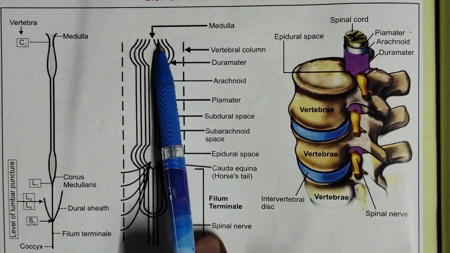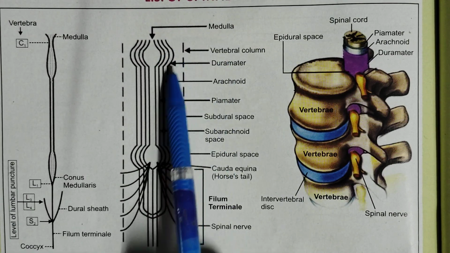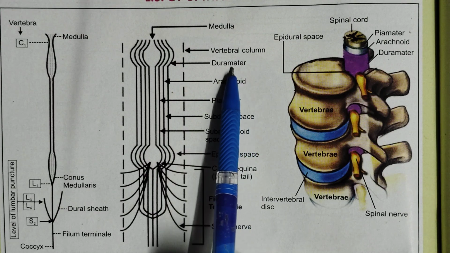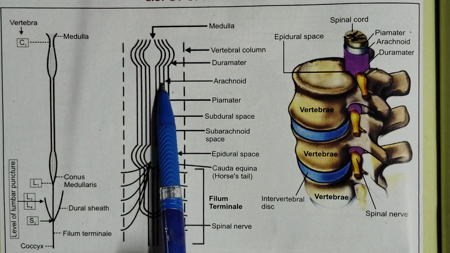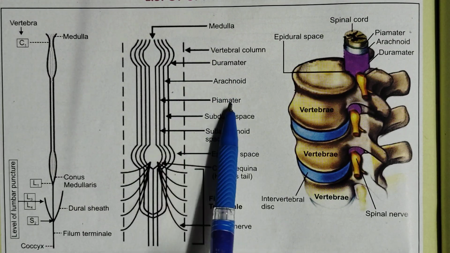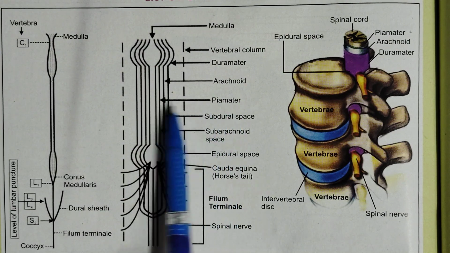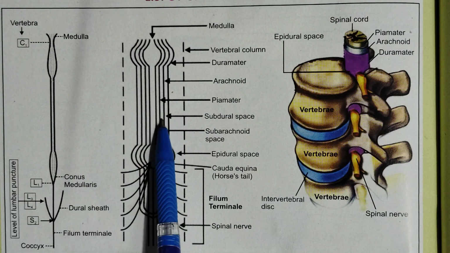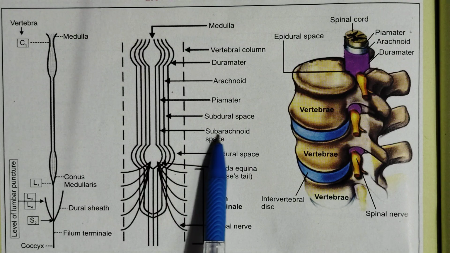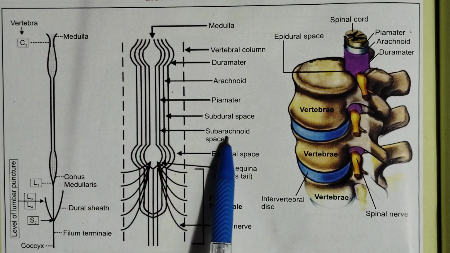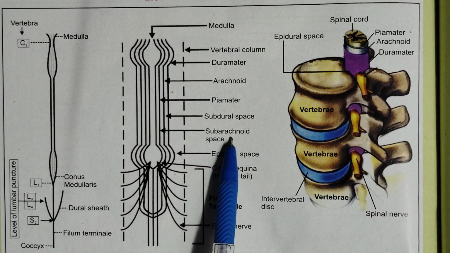Starting from the medulla, these parts together are called the vertebral column. The outer layer is called dura mater. Second from outside is the arachnoid. Third from outside is the pia mater. Between the first and second there is a hollow space called the subdural space. Between the second and third there is a hollow space called the subarachnoid space.